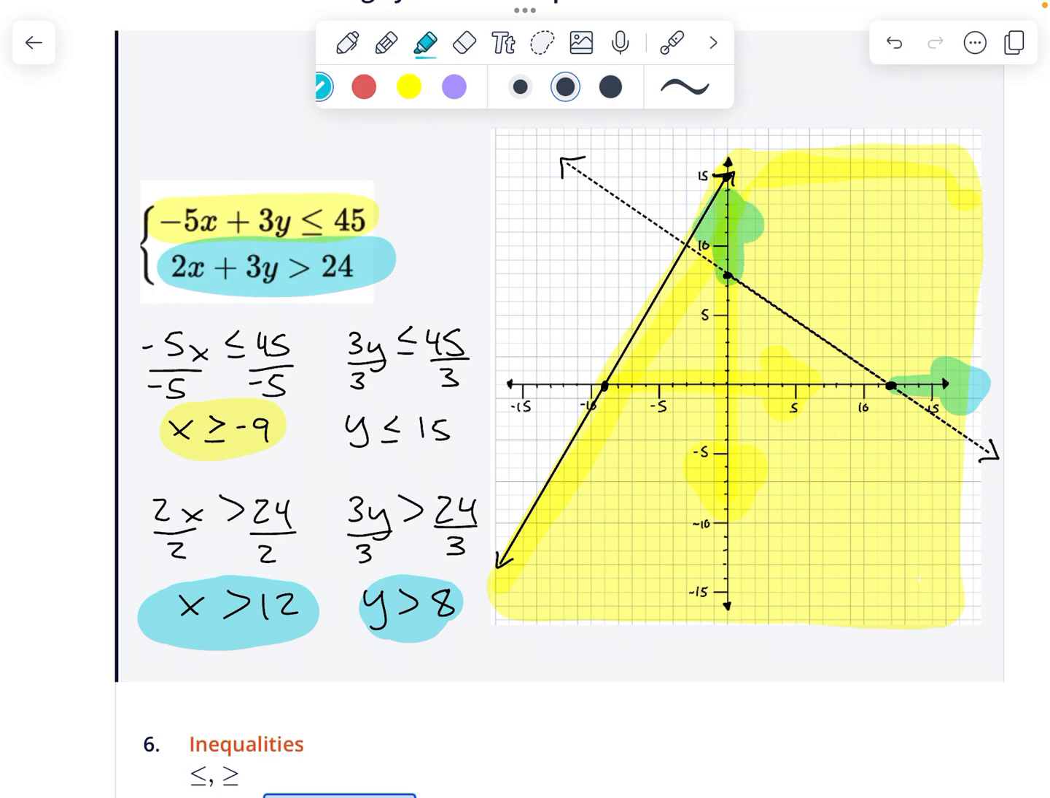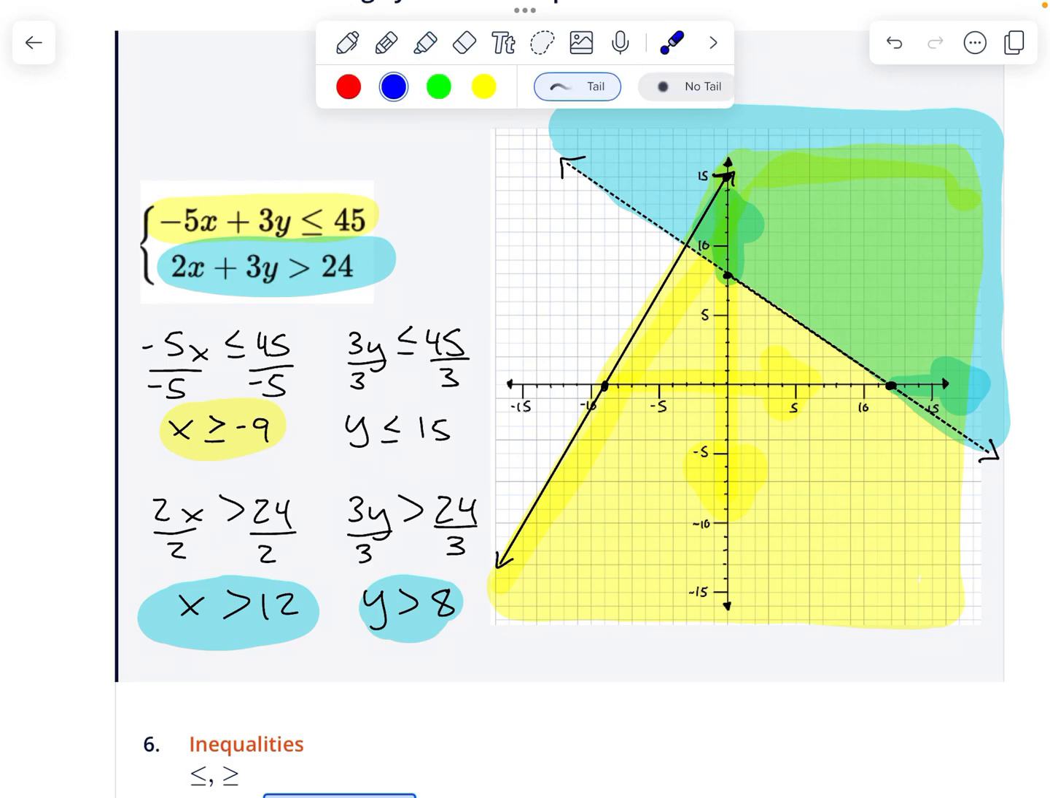And then for shading, it says x is greater than, so I will be shading to the right. Y is greater than, I'll be shading above. Those match as they should. So that would be the shaded region. So the area where they are both shaded, that is the solution to both.